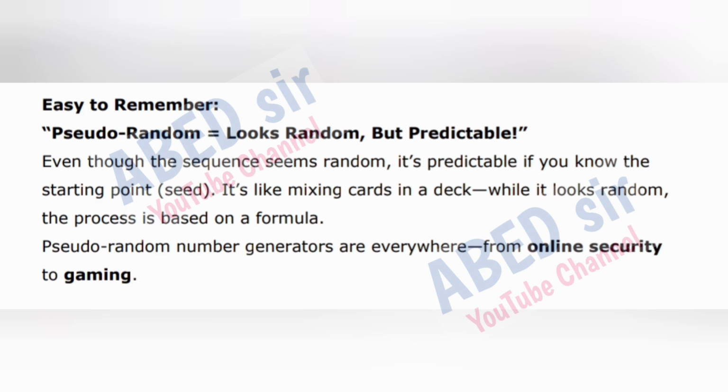Easy to remember. Pseudo-random is equal to looks random but predictable. Even though the sequence seems random, it's predictable if you know the starting point, seed. It's like mixing cards in a deck. While it looks random, the process is based on a formula. Pseudo-random number generators are everywhere, from online security to gaming.